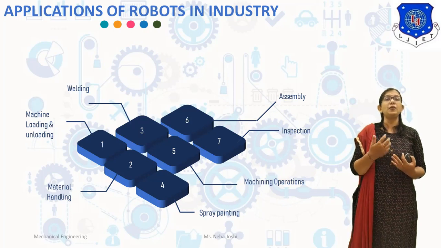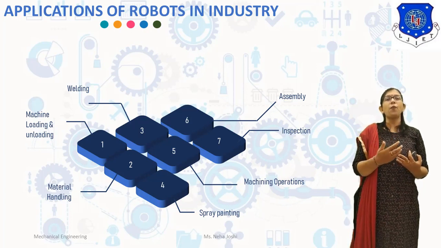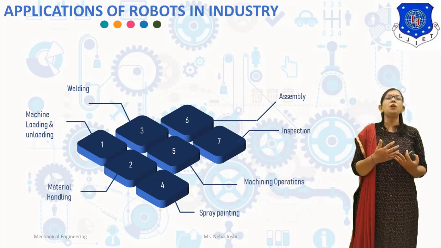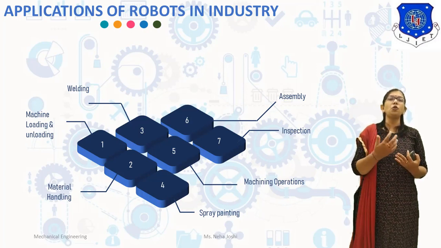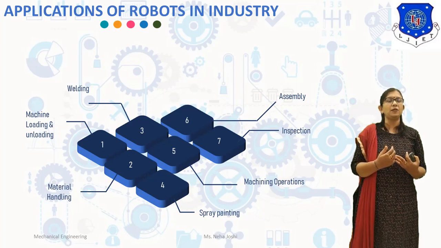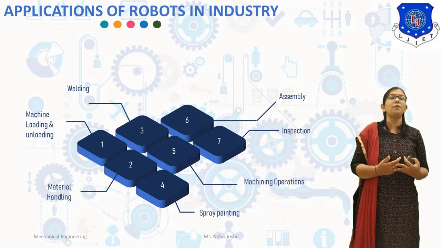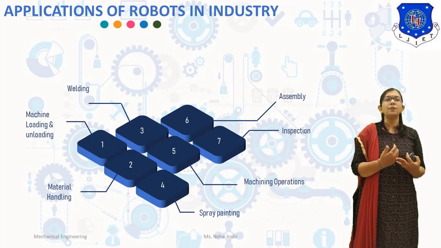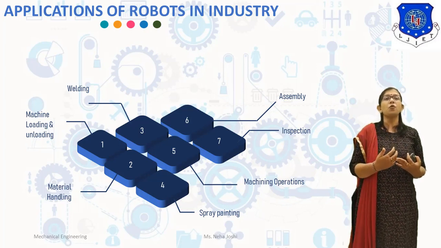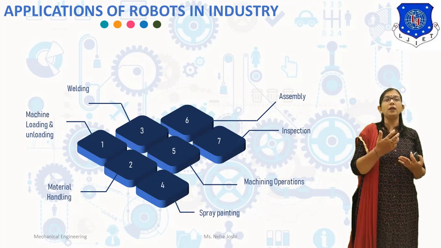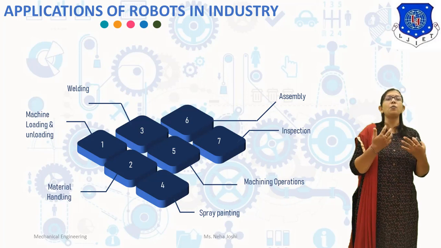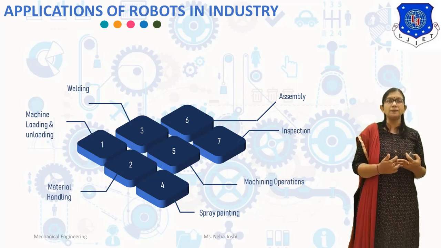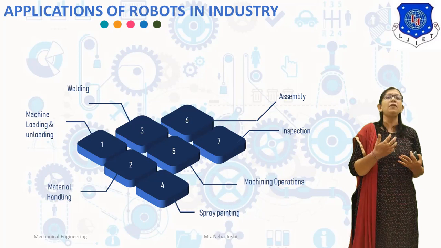Next application is welding. Robots are widely used in spot welding and arc welding. Spot welding operation is widely used in automobile industries for car body manufacturing. The use of robots for spot welding not only reduces the manpower requirement drastically, but it improves the quality as well as the rate of production. The point-to-point servo control robots, either hydraulically or electrically actuated, equipped with a spot welding gun, are normally used for the spot welding purpose.